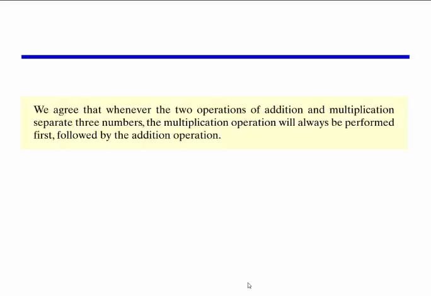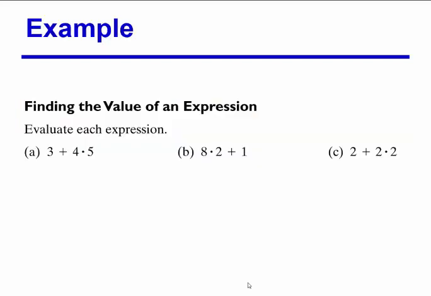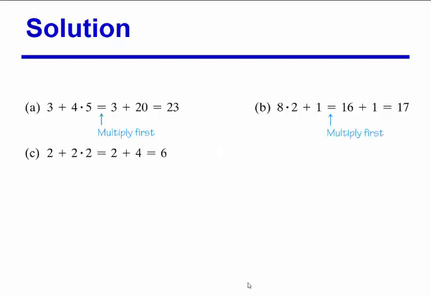So first thing is that we agree that whenever two operations of addition and multiplication separate three numbers, that multiplication operation will always be performed first, followed by the addition. So this is just simply order of operations. So we're going to evaluate each of these expressions and see what the final answer is. So A, we have 3 plus 4 times 5. B, we have 8 times 2 plus 1. And then C, we have 2 plus 2 times 2.